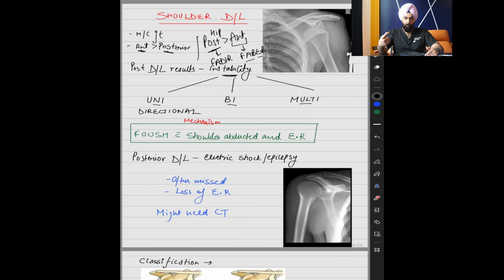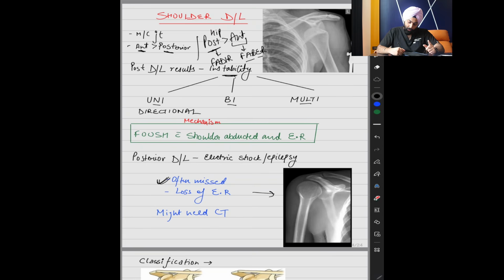In posterior shoulder dislocation, the most common etiology remains epilepsy, electric shock, and posterior dislocation is often missed because the X-ray appears more or less normal. So this is an X-ray of posterior dislocation.